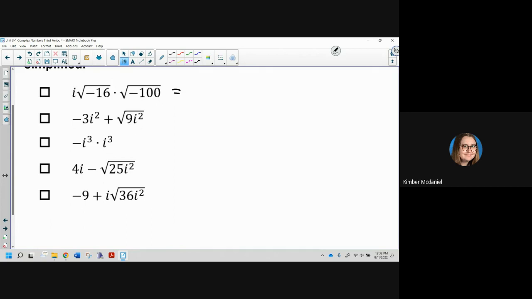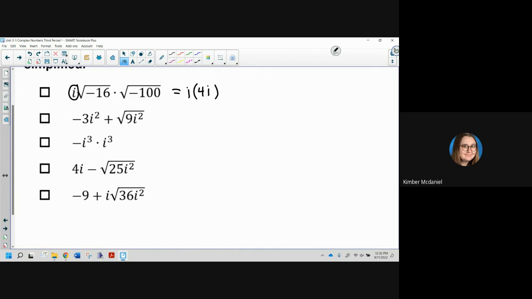We've got this i in front of this radical. So I'm going to pull that over. Now, we said earlier that the square root of negative 9 was 3i. We said the square root of negative 25 was 5i. We said the square root of negative 49 was 7i. So somebody tell me, what's the square root of negative 16? 4i. Okay, so we're replacing the square root of negative 16 with 4i.